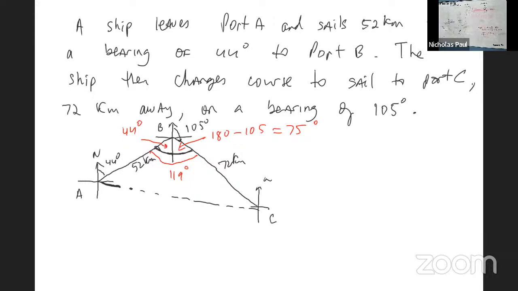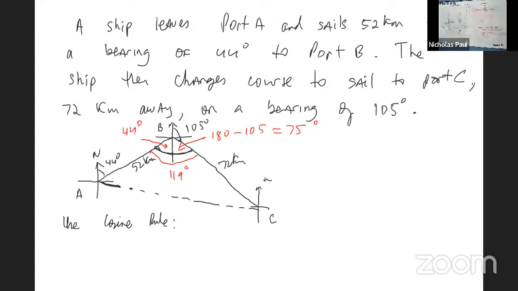Cosine rule, right? So you have the two lengths and the angle in the middle. So you're using cosine rule. That's okay? So please use cosine rule and work out AC for me. Try that, please.